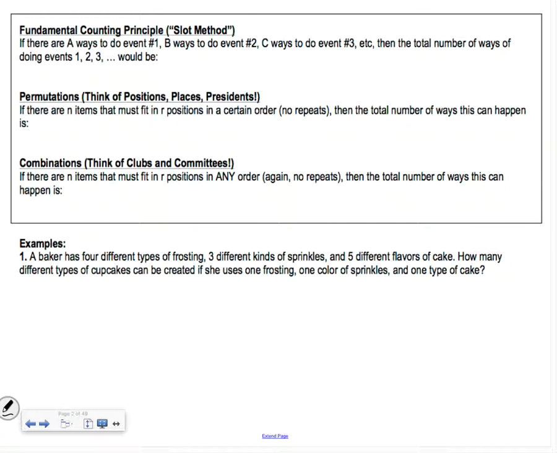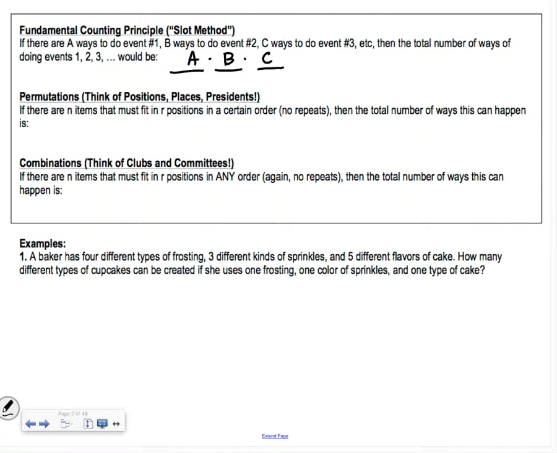All right, so the fundamental counting principle I often will call the slot method because I draw little positions. I draw this little slot. It says if there are A ways to do event 1, B ways to do event 2, and C ways to do event 3, then the total number of ways to do events 1, 2, and 3 would be A times B times C, right? You would just multiply them together. So you would have these little slots.